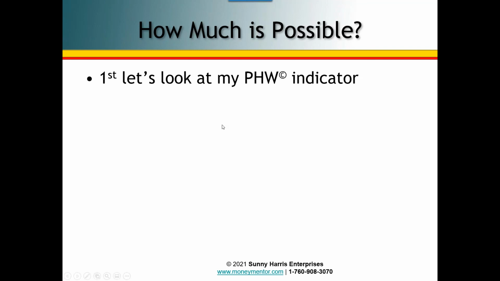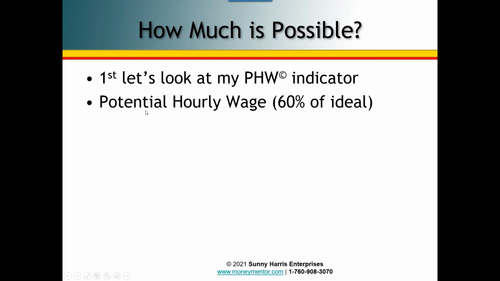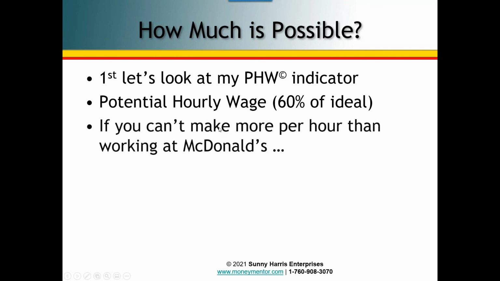So I have an indicator called PHW, which used to stand for potential hourly wage. And the idea was, if you can't make more than minimum wage trading, you shouldn't be trading. Potential hourly wage is 60% of the ideal. So if I found every high and every low, every entry, and took 60% of that, then I should be able to figure out a way to make that. If you can't make more per hour than working McDonald's, you shouldn't be doing it.